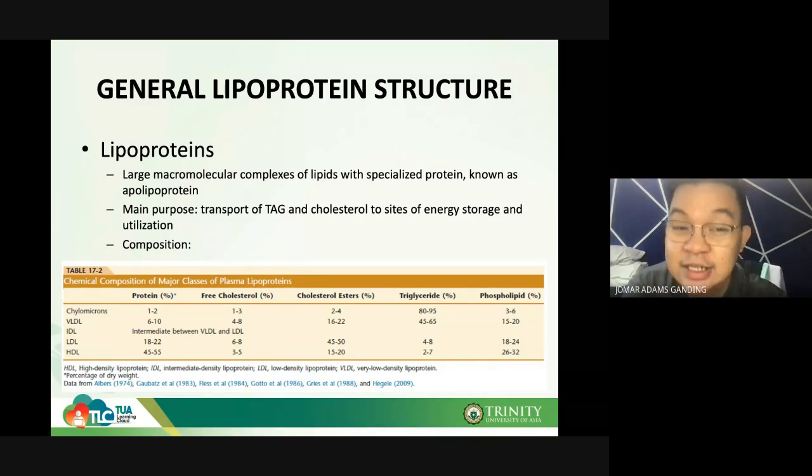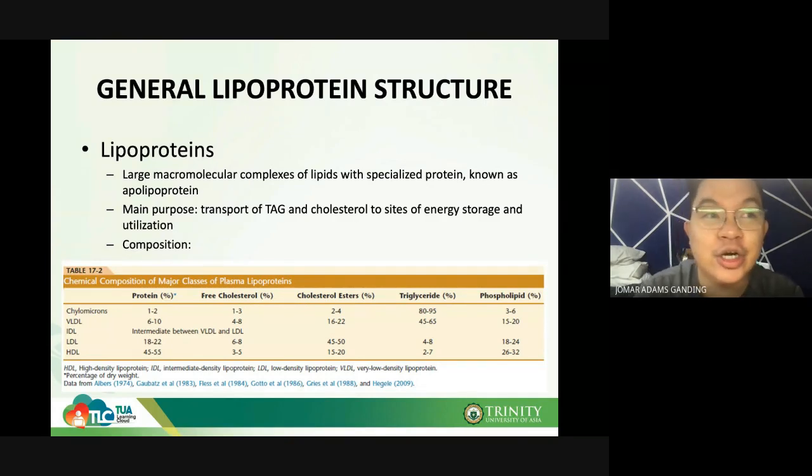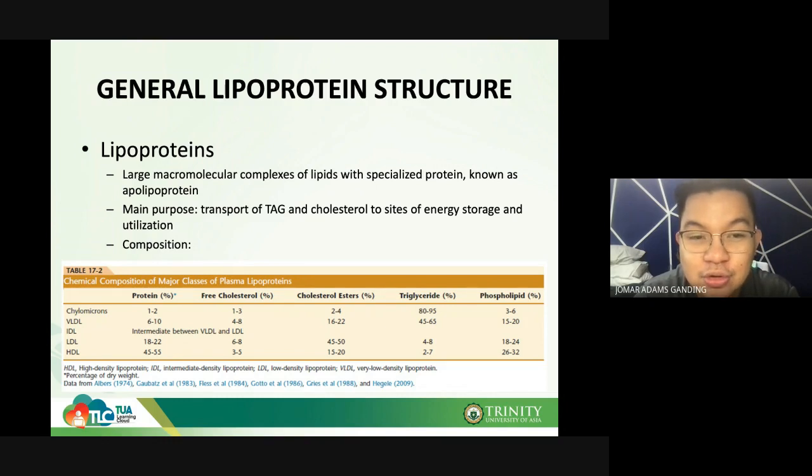So, sinong gumagawa nun? Who does the job? These are your lipoproteins. So, having said that, your lipoproteins are carrier proteins. Okay, the specialized protein found on your lipoproteins is what we call apolipoprotein. Again, very important for you to take note that your apolipoprotein is the protein portion of your lipoprotein.